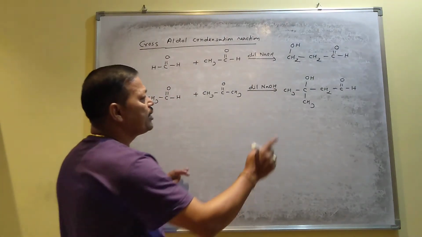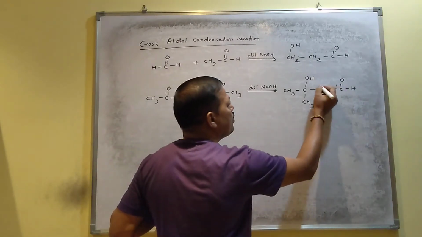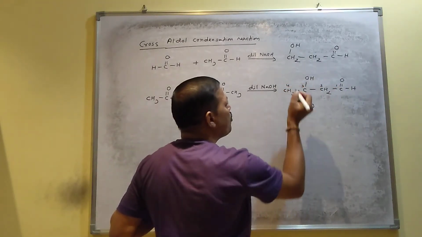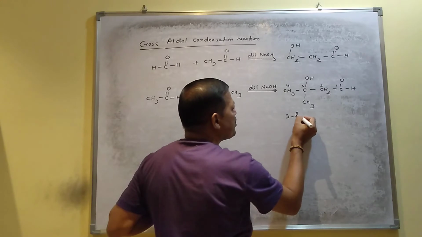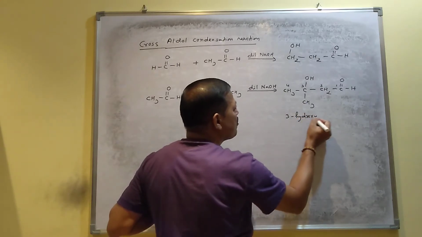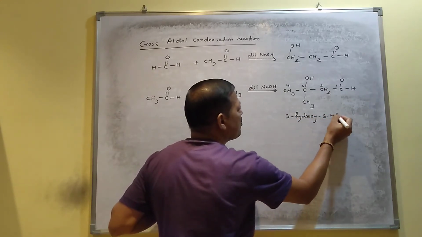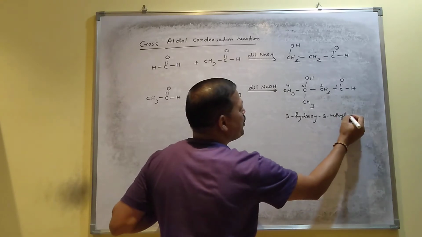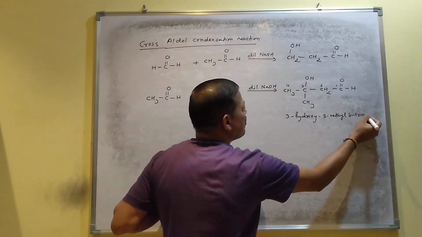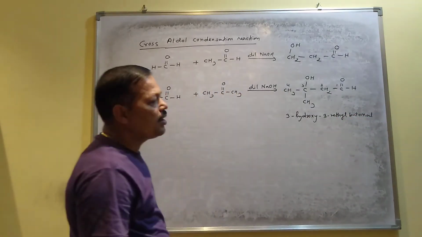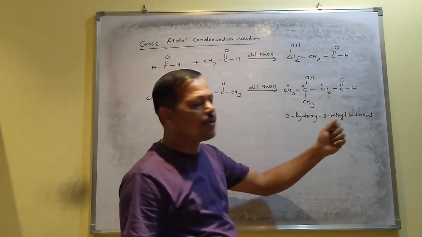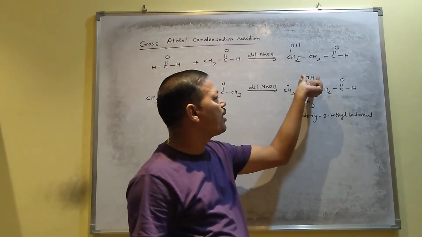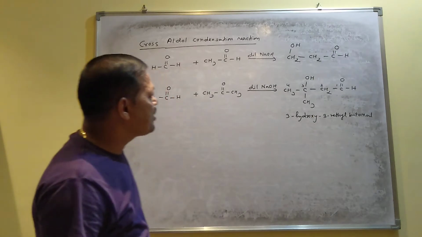If you want to write the name of this compound: 1, 2, 3, 4, 3 hydroxy, 3 methyl butanol. Like this way you can write the IUPAC name. This is also one example of aldol because it contains an aldehyde group and an alcohol group. So this is another example of aldol.